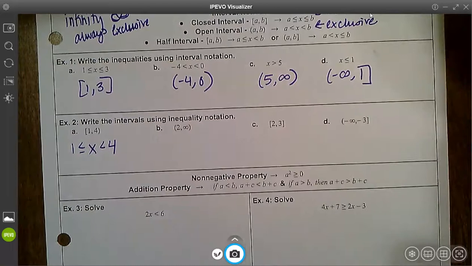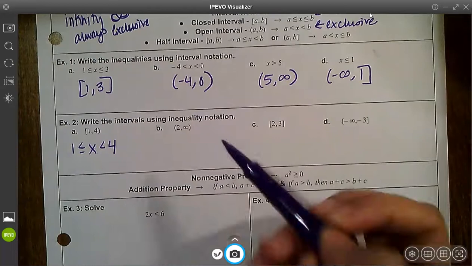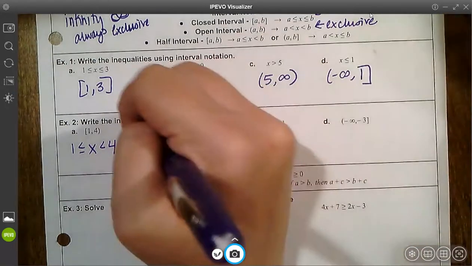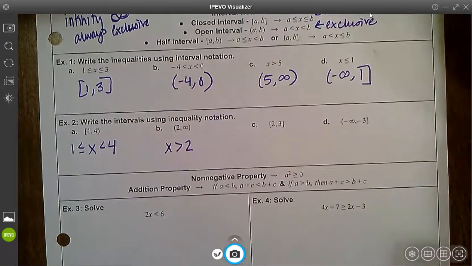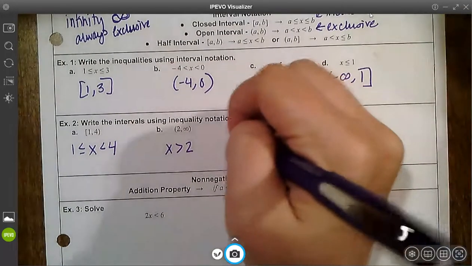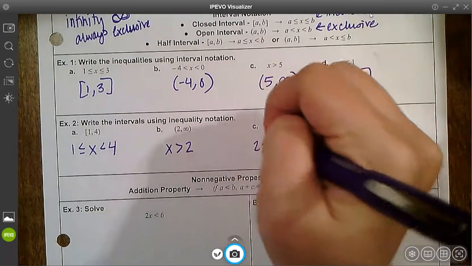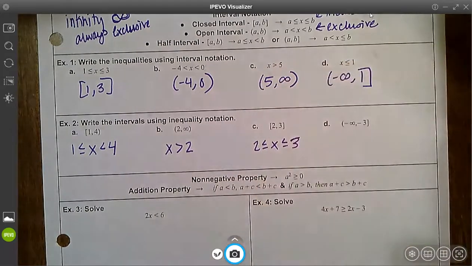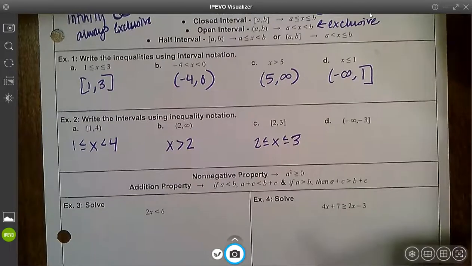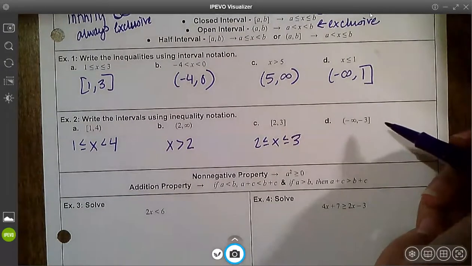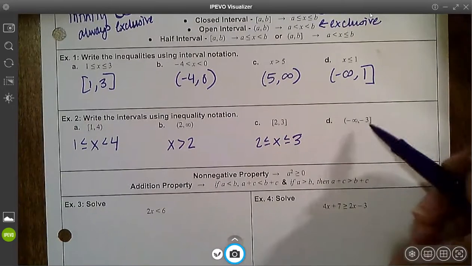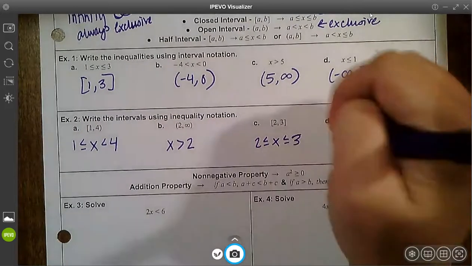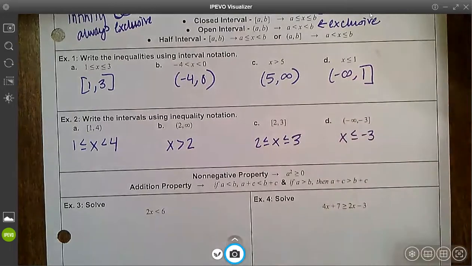From 2 to infinity, this is exclusive, which means it doesn't have the or equal to, so x is greater than 2. From 2 to 3, both of those are inclusive. So we've got 2 is less than or equal to x is less than or equal to 3. And then from negative infinity to -3 means that x is going to be less than or equal to -3 because of the hard bracket. So x is less than or equal to -3.